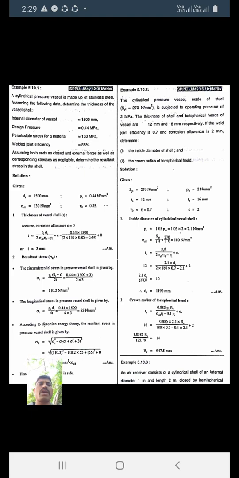What do we want to calculate? Determine the inside diameter of the shell and the crown radius of the torus spherical head. Crown radius is denoted by RC. Inside diameter of the shell is denoted by DI. We want to calculate these two values with the help of the given data. And how do we calculate them? First, the inside diameter of the cylindrical vessel shell. How to calculate that inside diameter?